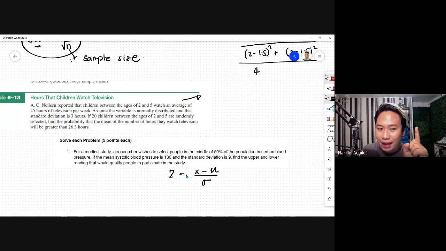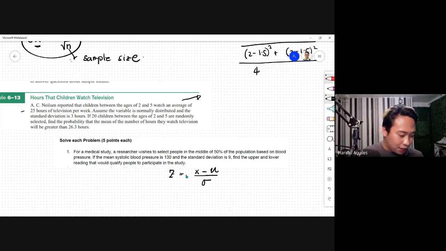Take a look at the situation. AC Nielsen claims that children aged 2 to 5 watch an average of 25 hours of TV. So that's the population. To check if it's really true, a researcher picked 20 children. So the sample here, guys, is 20 children aged 2 until 5, randomly selected. The next question: find the probability that the mean number of hours watching television is greater than 26.3. This mean is not referring to the population, but to the sample size. That is the difference in this problem.